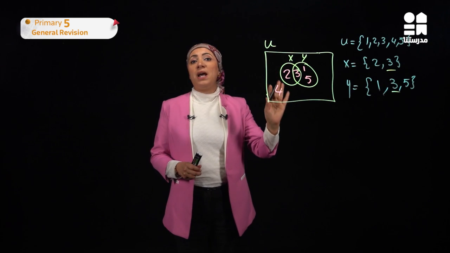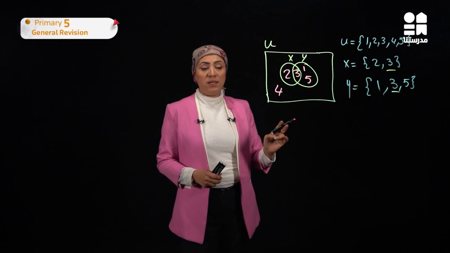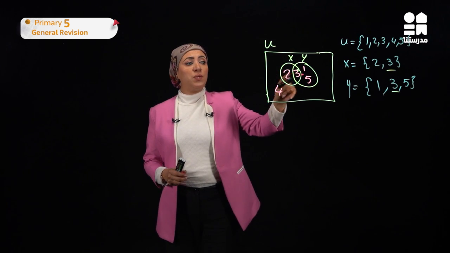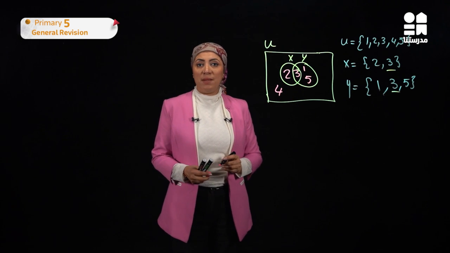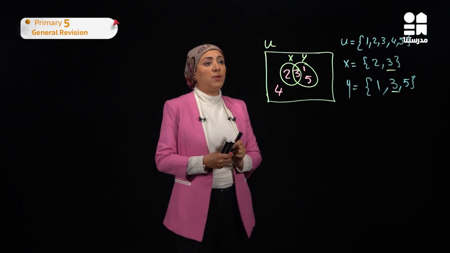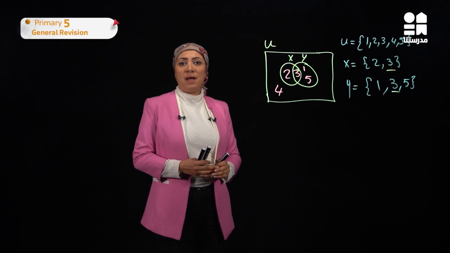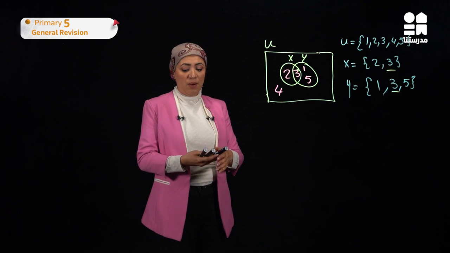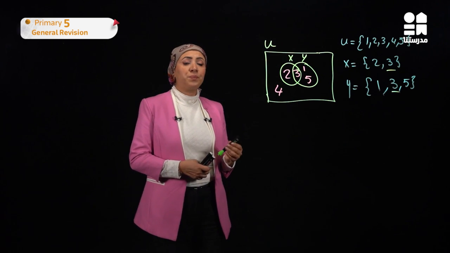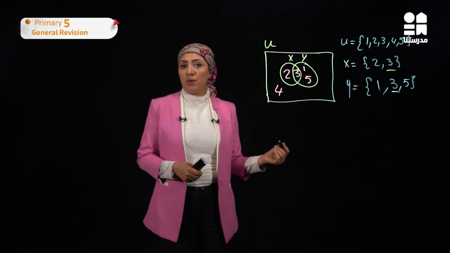So now we have put all the elements that we have in this question, which are 1, 2, 3, 4, and 5, each element in its place. Okay. That's it for the Venn diagram. We have drawn it now. Then we will move to answering our questions.